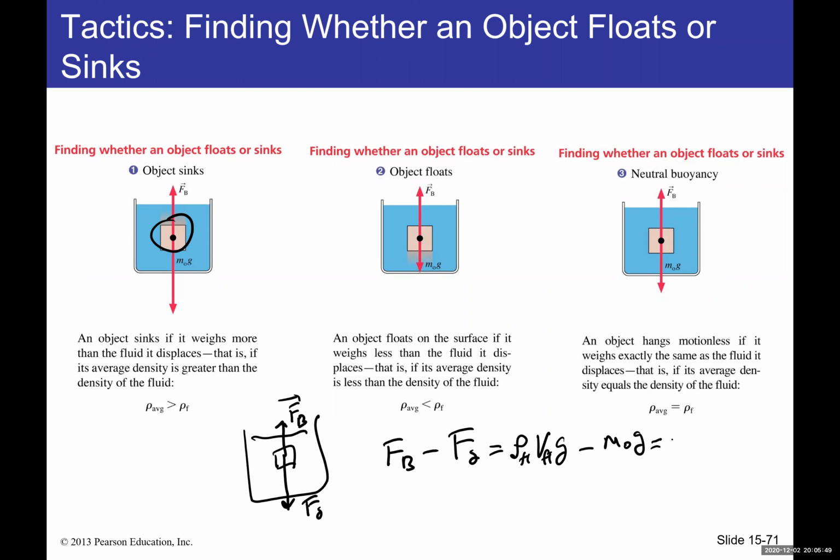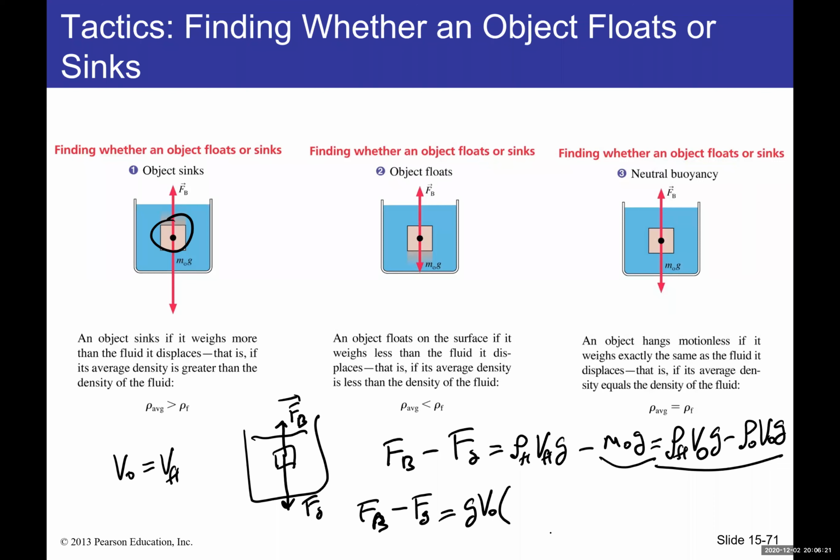But I can rewrite the mass of the object in terms of density. The buoyant force is density of the fluid times volume of the fluid times g, and the object's mass is replaced with density of the object times volume of the object times g. Now, again using Archimedes' principle, where volume of the object equals volume of the fluid, I can replace the volume of the fluid with the volume of the object and factor out g times volume of the object. What I end up with is density of the fluid minus density of the object. That means in order for the object to sink, float, or have neutral buoyancy, you have to look at the object's density relative to the water or fluid density.